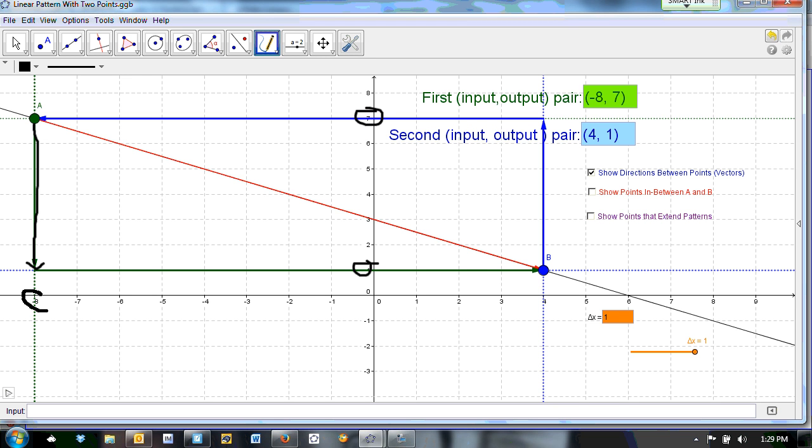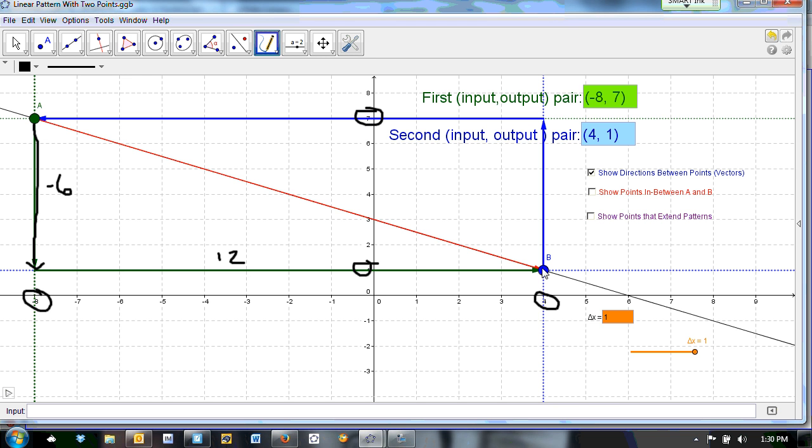So we're going from an input value of -8 to an input value of 4. So we have to think, how far is that distance, which from -8 to 0 is a distance of 8, and then we go another 4, so we know that we would go a positive 12. And over here we went -6, right?